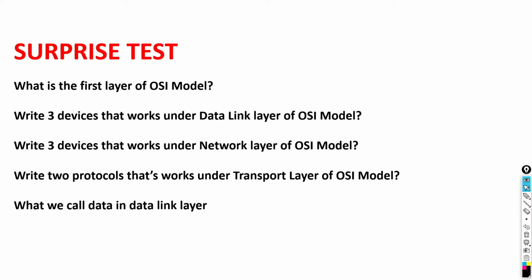Nice. Next, what do we call data in the data link layer? Tell me, what do we call data in the data link layer? Frame. Very good. Manoranjan has given the first answer. Frame. We call data at the data link layer a frame.